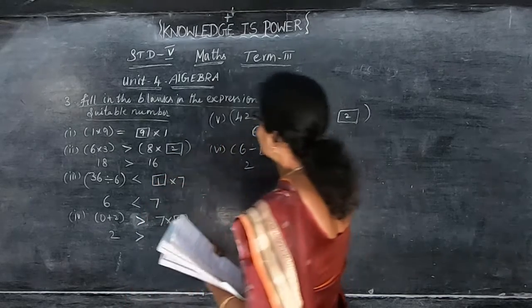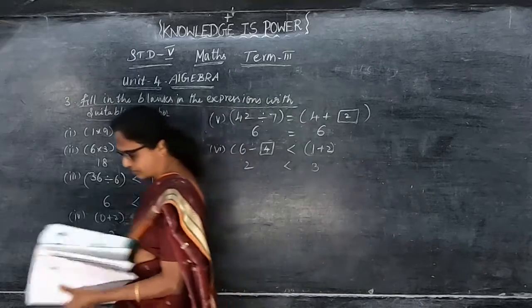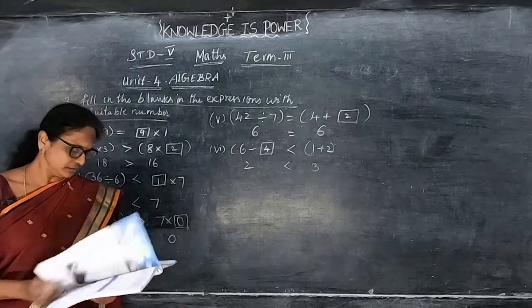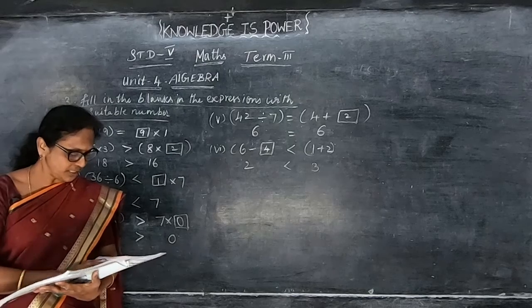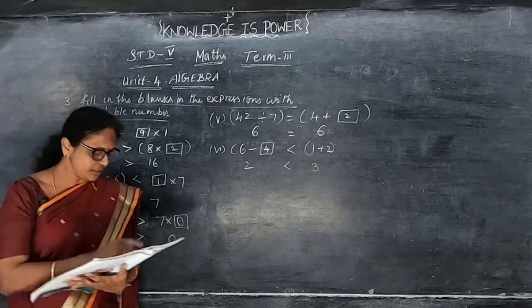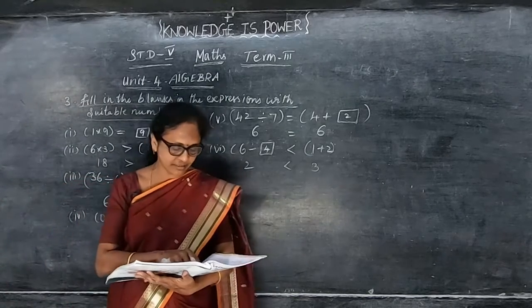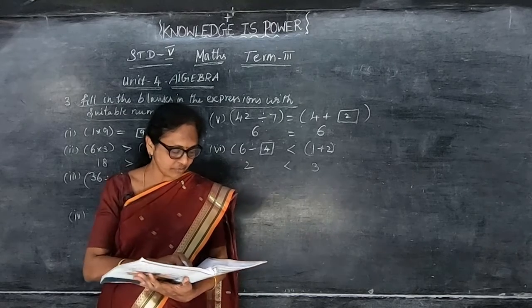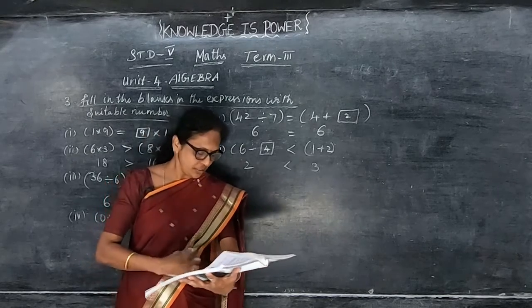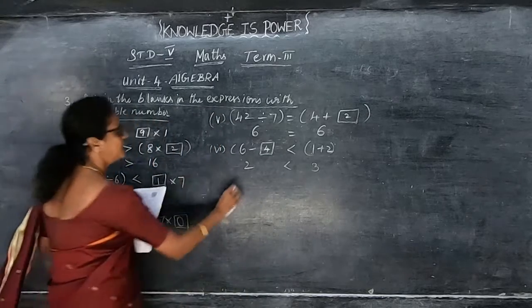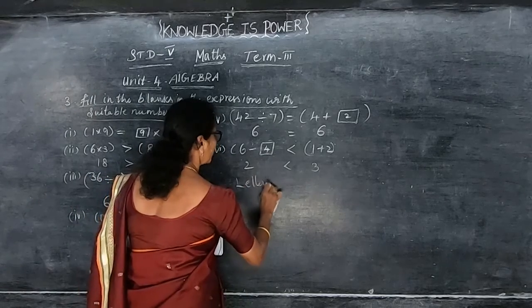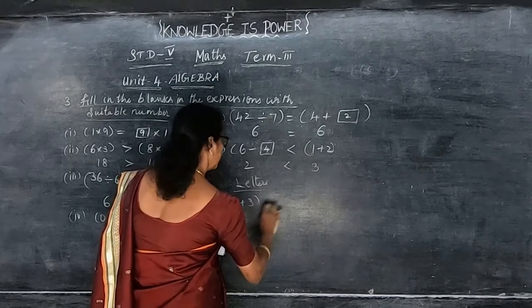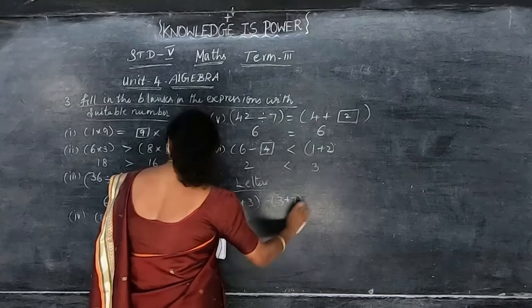Okay children, so this is the fill in the blanks with the expressions we have seen. So this part is over now, and the next one is using letters. Symbols are frequently used as letters for writing. So 63 divided by 9 equal to 7. So letters can be used. 7 plus 3, 3 plus 7. So how can we use the letters?